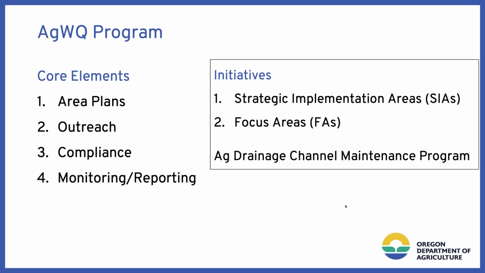So the water quality program has 4 core elements, and I'm going to go into each of those elements and describe how the soil and water conservation districts participate in each of those elements. And we have 2 initiatives, strategic implementation areas and focus areas. I'm going to explain those. And then we have the program that I got shifted to last fall, which is the Ag Drainage Channel Maintenance Program, and I'll have one slide on that at the end.